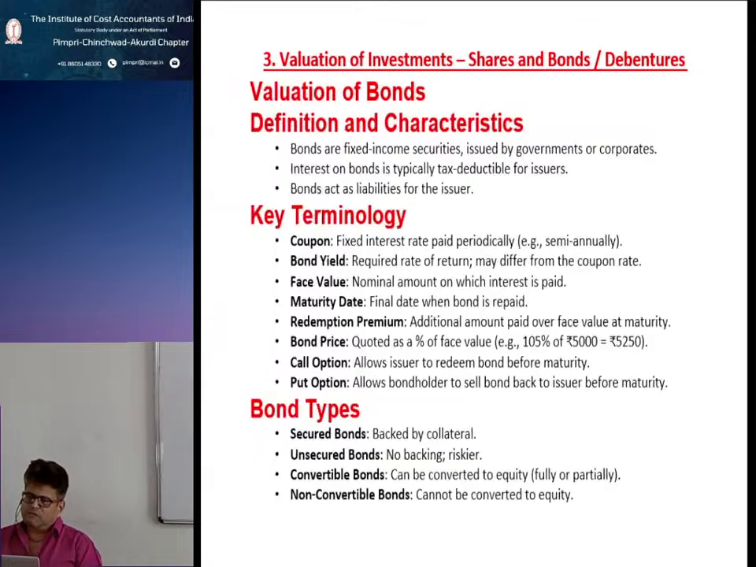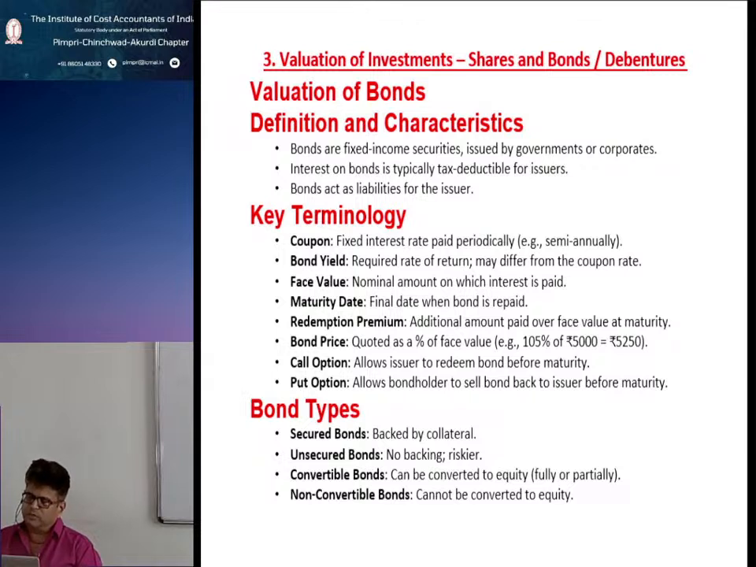Valuation of bonds, then we saw the definition and characteristics. Bonds are fixed income securities issued by governments or corporates. Interest on bonds is typically tax deductible for issuers, and bonds act as liabilities for the issuers. Key terminologies that are involved are coupon, which means fixed interest rate paid periodically. Example, semi-annually, monthly, bi-monthly, half-yearly, or annually also. Bond yield is the required rate of return, may differ from the coupon rate.